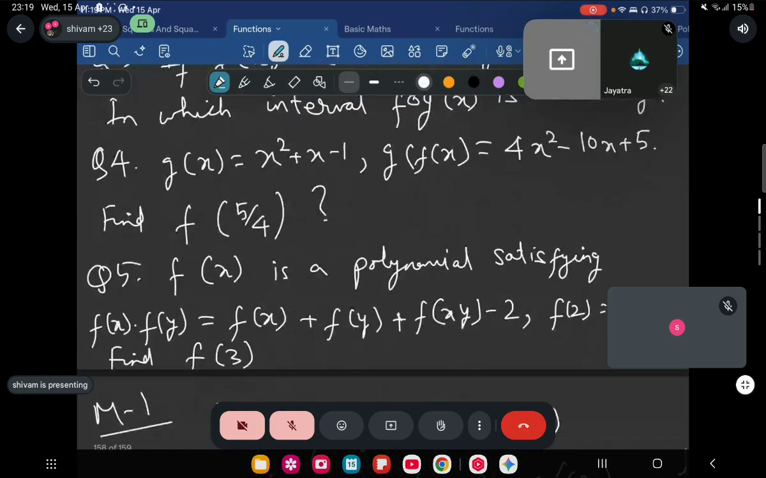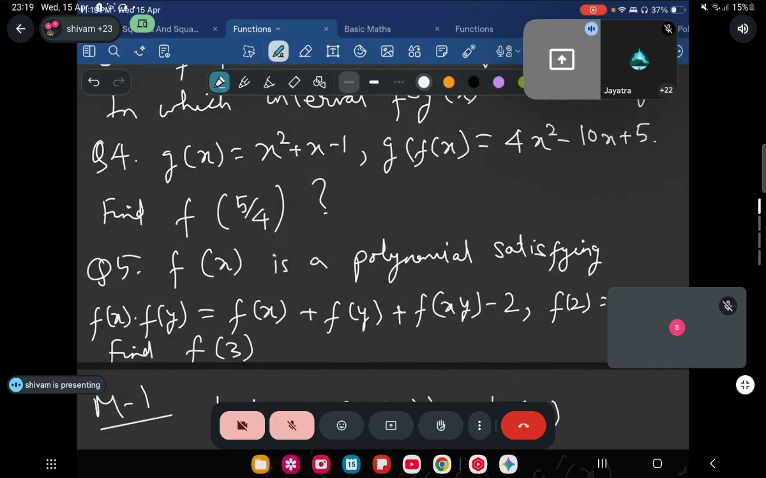Next. I'm going to solve question number 4. g of x is given to us. g of f of x is given to us. You need to find out f of 5 by 4. Let us understand how to find out f of 5 by 4. The argument in f should be 5 by 4.